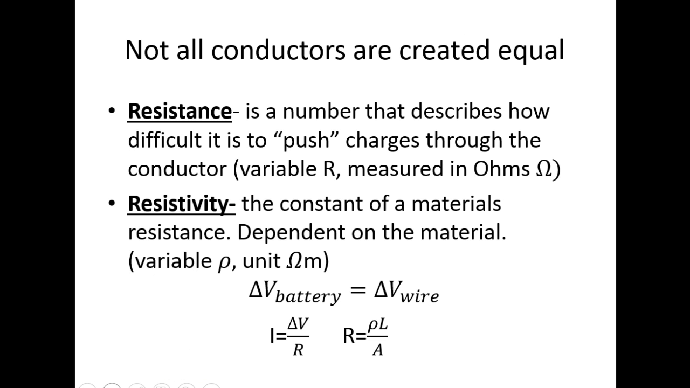And last time we also introduced the idea of resistance and resistivity, along with Ohm's law down here. That the current in a wire is equal to the voltage difference across the battery divided by the resistance of the material that it's going through. And depending on the material that it's going through, we can calculate the resistance.